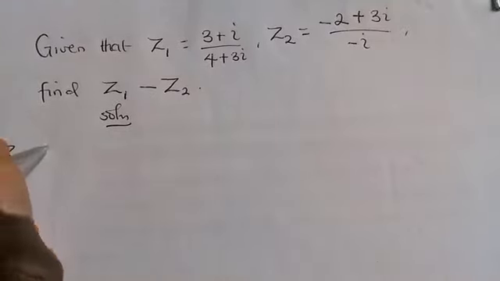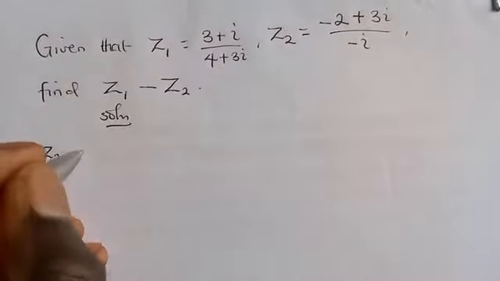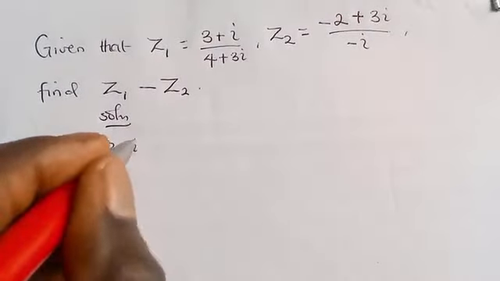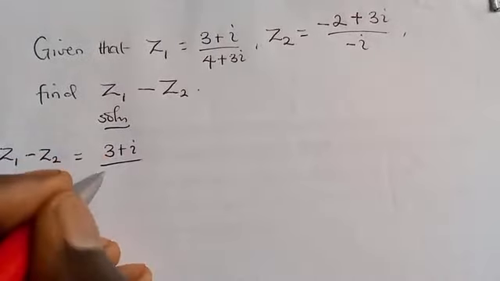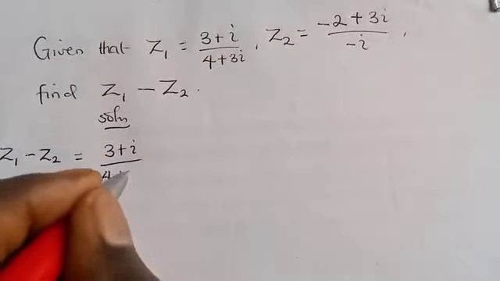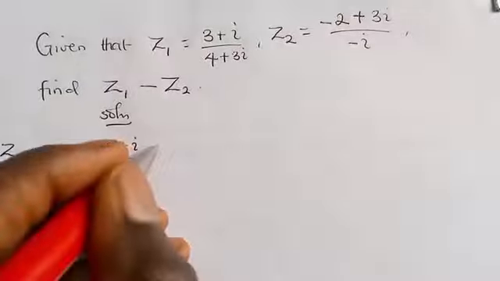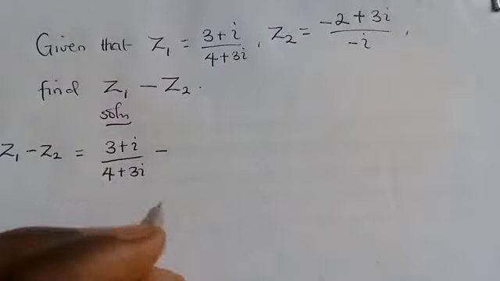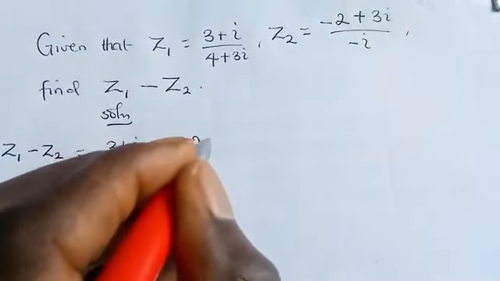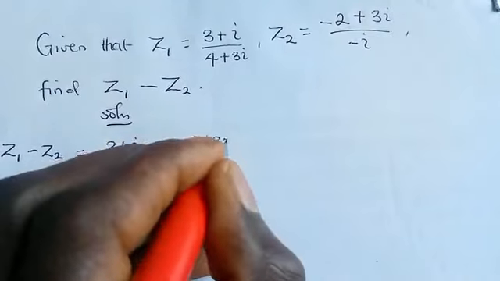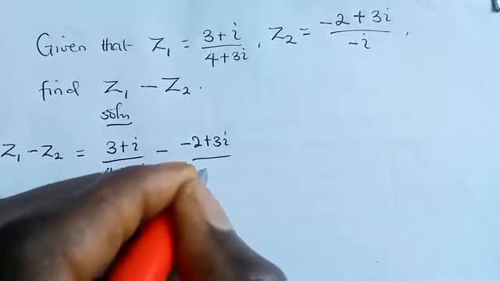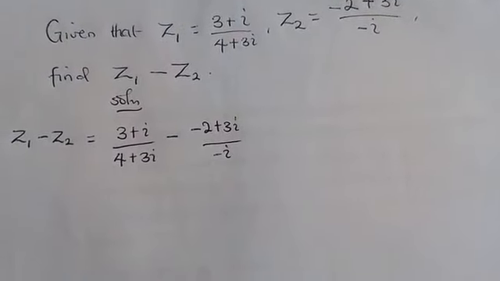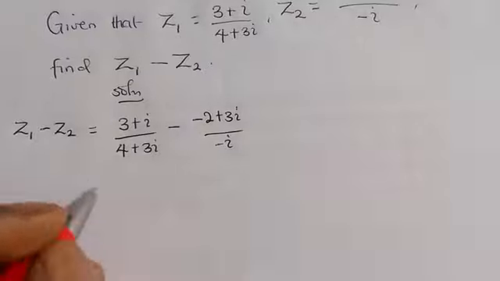z1 - z2 is equal to (3 + i) over (4 + 3i) minus (-2 + 3i) divided by -i. So the next thing for us to do is to get the LCM.